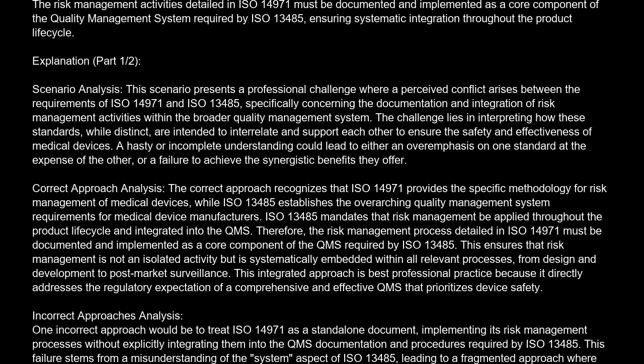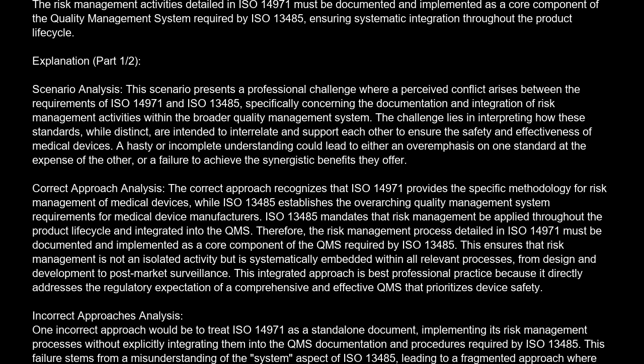Explanation. Scenario analysis. This scenario presents a professional challenge where a perceived conflict arises between the requirements of ISO 14971 and ISO 13485, specifically concerning the documentation and integration of risk management activities within the broader quality management system. The challenge lies in interpreting how these standards, while distinct, are intended to interrelate and support each other to ensure the safety and effectiveness of medical devices. A hasty or incomplete understanding could lead to either an overemphasis on one standard at the expense of the other, or a failure to achieve the synergistic benefits they offer.